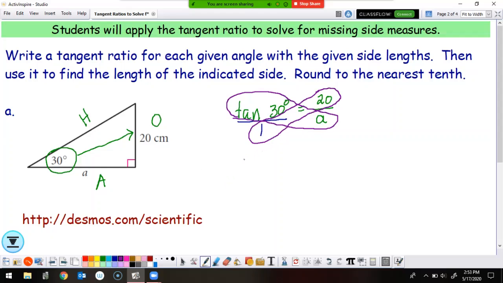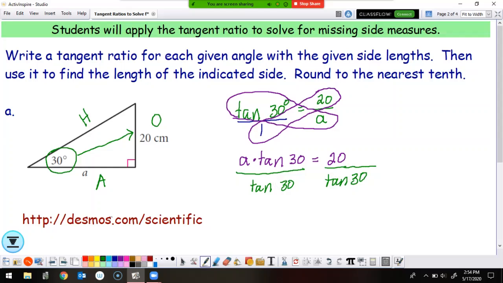So we end up with A times tangent of 30 is equal to 1 times 20. Well, we know that 1 times 20 is just going to be 20, so let's just write 20 there. So that when we want to solve for A, when we want to isolate A, what we're going to do then is divide both sides of the equation by tangent of 30. And more specifically, tangent of 30 degrees.